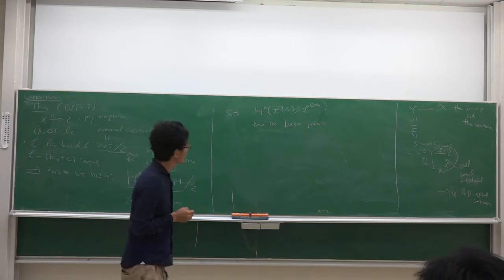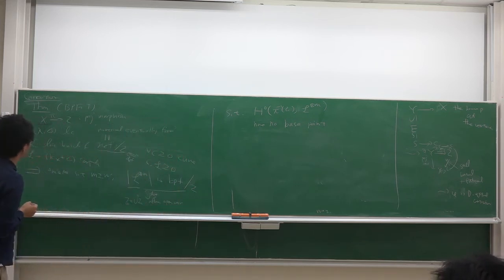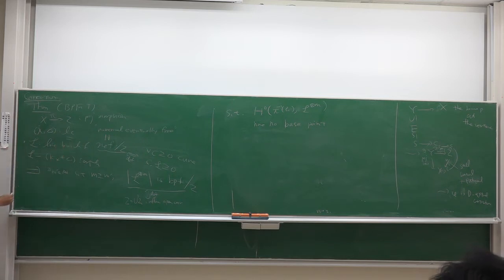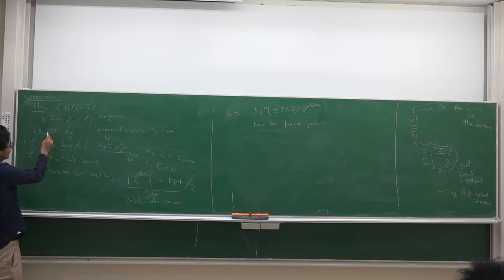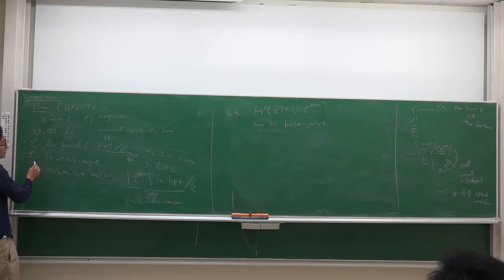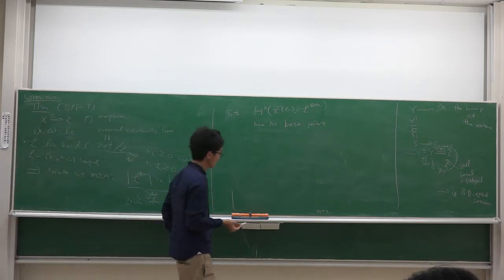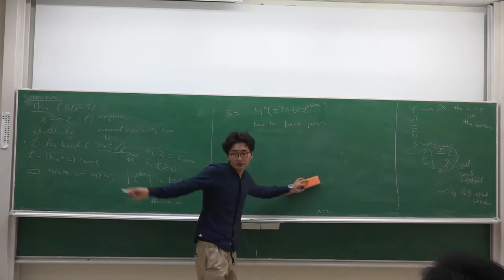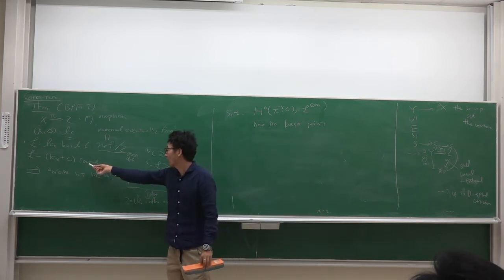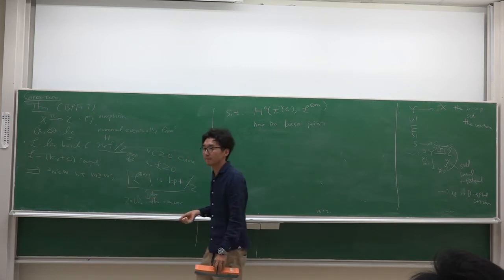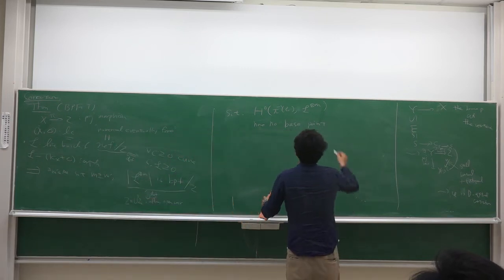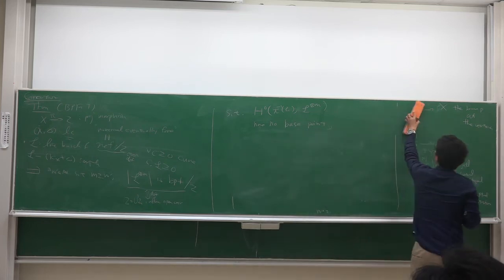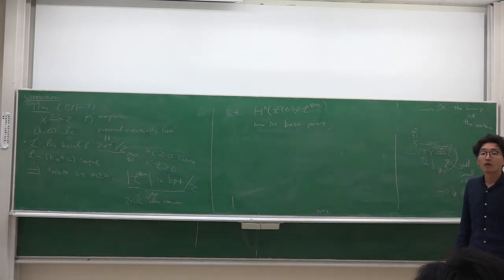Can this be replaced by nef and big? No, because I assume the nef count. Okay, so for KLT, yeah, KLT we can get, because delta is not important for the base point free. So the KLT case is a small perturbation, we can easily reduce down. Is there an easy counterexample for this?